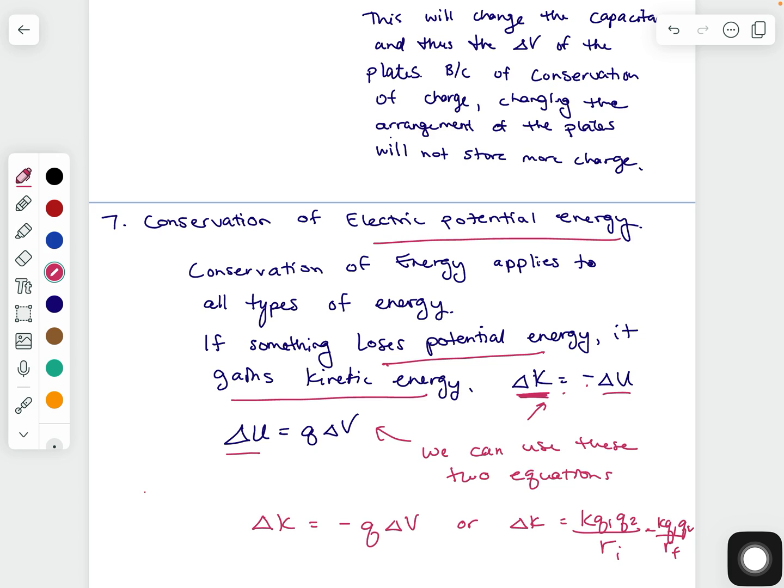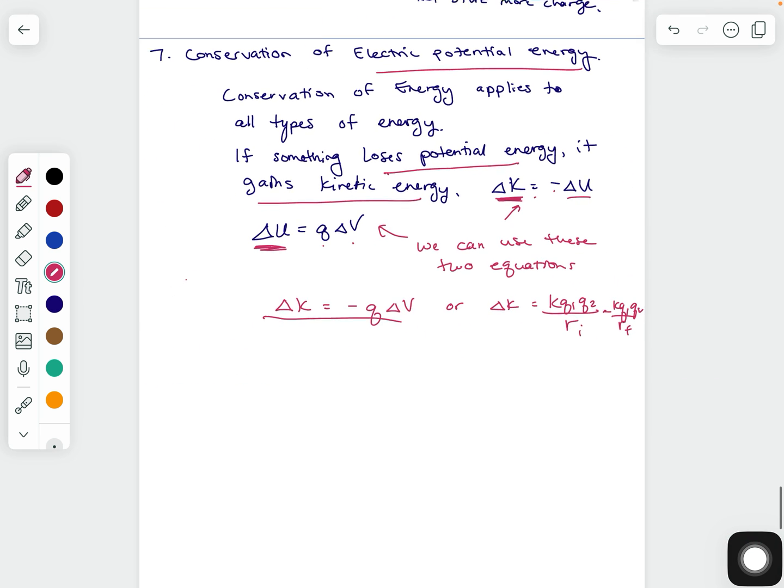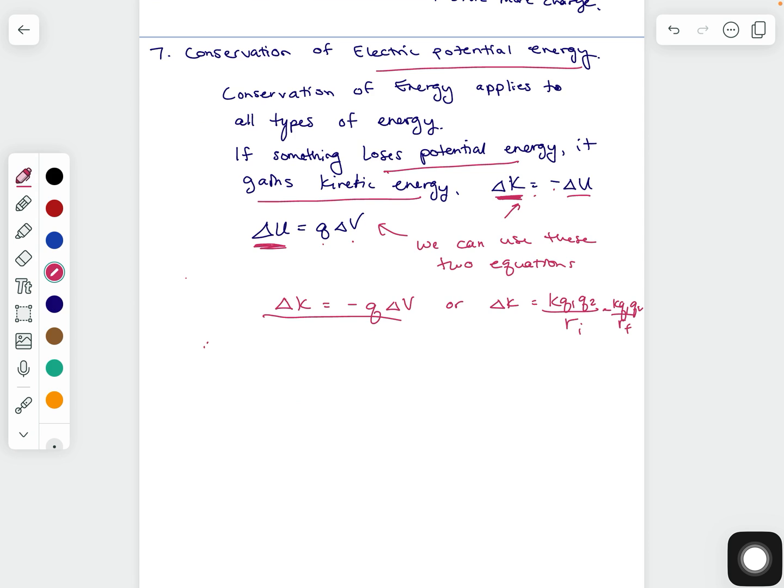So we have delta U. We also have this equation, delta U is equal to Q times delta V. So the change in potential energy is equal to Q delta V. And we could combine these two equations to solve for delta K. So the change in kinetic energy is negative Q delta V. So we could even get something more. It might say, what's the final speed of the electron? So you'd have 1/2 m v final squared minus 1/2 m v initial squared is equal to negative Q delta V.